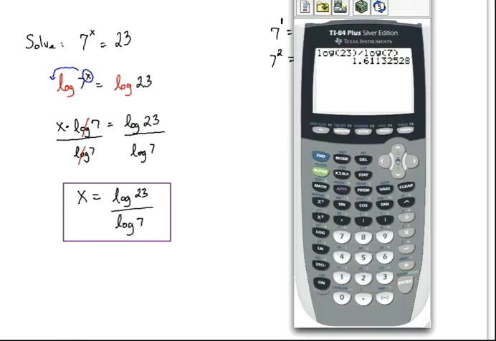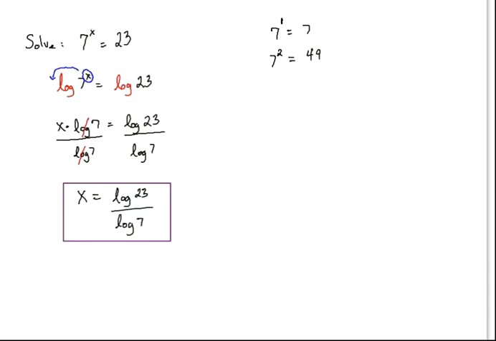So I'll round it to two decimal places. So my final answer is going to look like, there's the exact answer. The rounded answer is x is about 1.61. Okay. And you should be comfortable giving both answers. And this follows my prediction that x should be between 1 and 2.